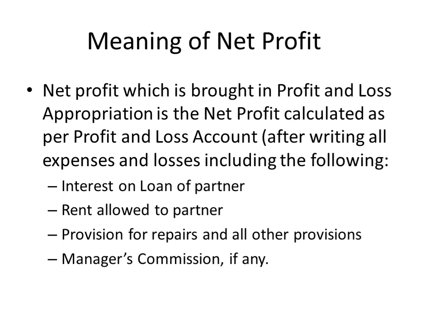The net profit which is brought into profit and loss appropriation account is the net profit calculated as per profit and loss account after writing all expenses and losses, including the following: interest on loan, rent allowed to partner, provision for repairs, and manager's commission. Now please remember, when we are solving the questions of profit and loss appropriation account, the net profit which we write in P&L appropriation account is that net profit which is calculated as per profit and loss account. That means if profit is before interest on loan, rent allowed to partner, or before manager's commission, these items should be subtracted from profit before that profit is written in appropriation account.